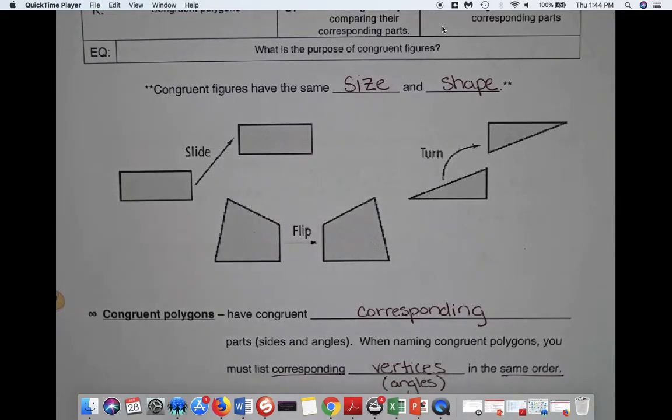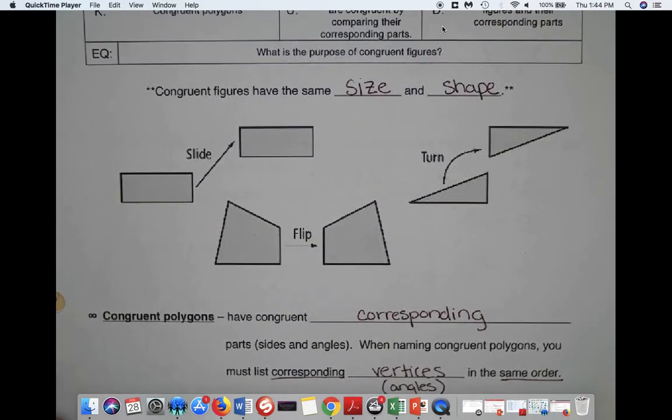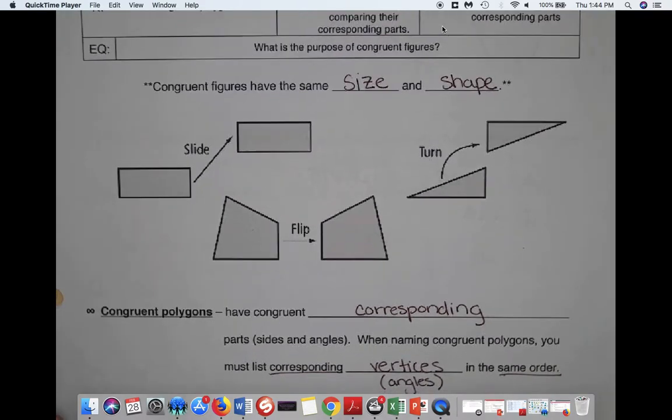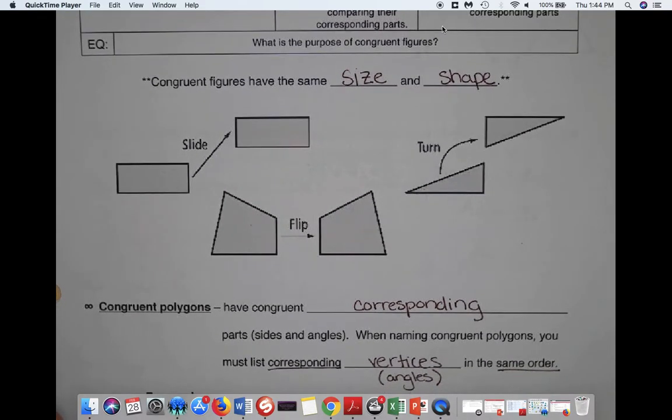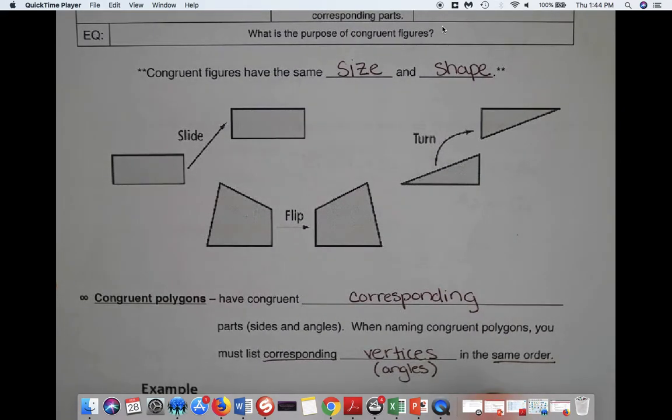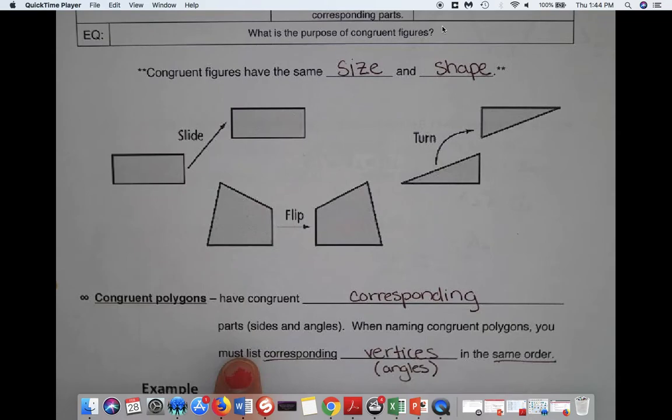Chapter 4 is congruent polygons and eventually getting into proving triangles congruent. Start off by copying over these few definitions here at the beginning. What are congruent figures? Congruent figures have the same size and shape. Congruent polygons, filling in the blanks here, have congruent corresponding parts, those being the sides and angles.